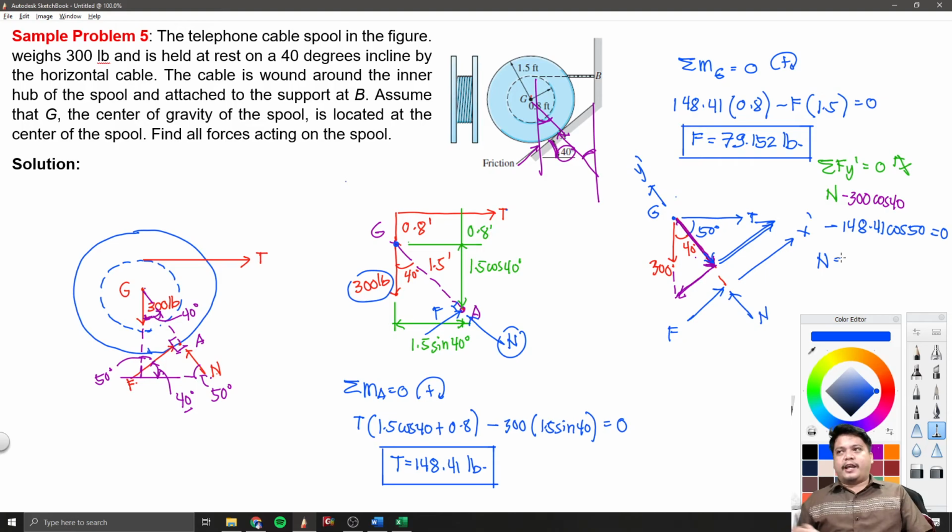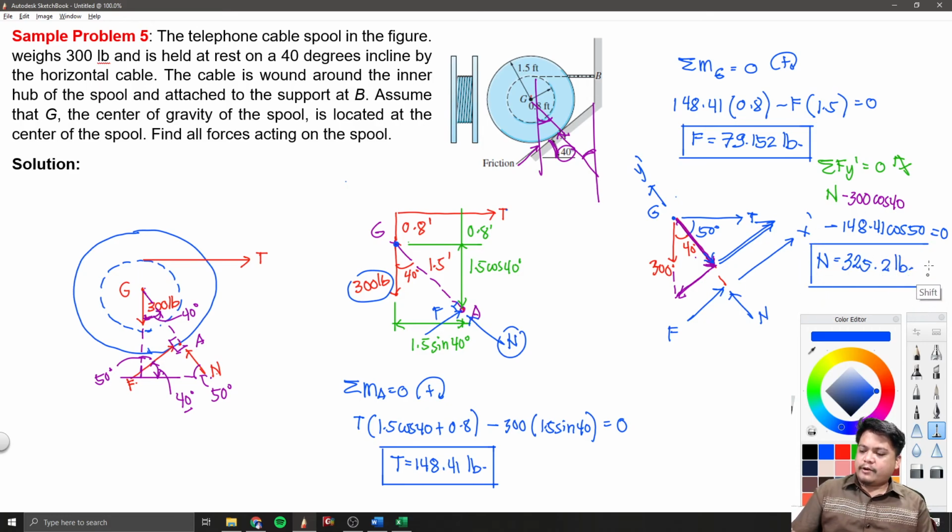So we can now solve for the N. Pero kung nalilito ka, pwede mong i-decompose tong N into horizontal and then vertical. Walang problema po doon. Okay, kaya lang, yung friction mo, kailangan mo rin siya i-decompose. So, 300 cosine of 40 plus 148.41 cosine of 50. So, you will be having here 325.2 pounds. Okay? So, this is now the answer for the normal force.